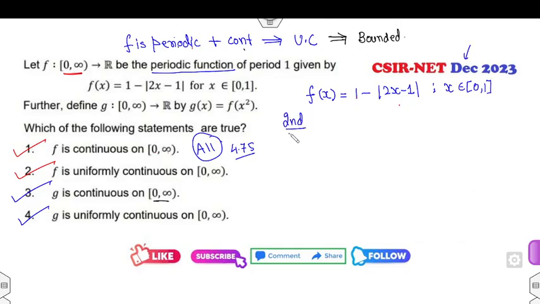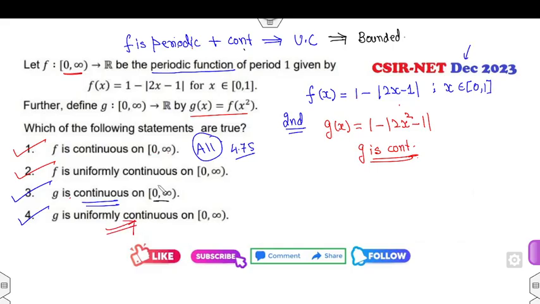There is one more method that directly comes to my mind right now. How can you check the continuity? Some students may think about how you can define g(x). It is f of x square, that is 2x square minus 1. Now clearly say, because mod is a continuous function, that means g is a continuous function. So that's the other way. Otherwise, if you know it's uniform continuous, you can easily say it's continuous as well.